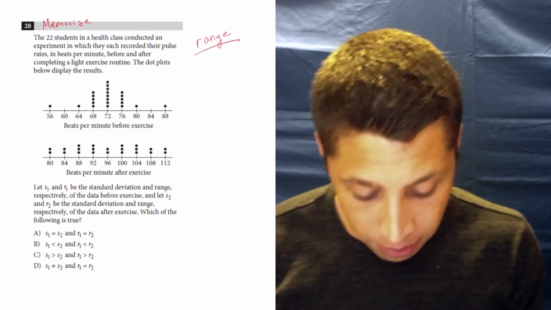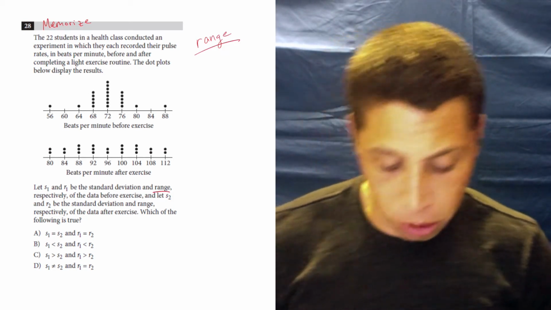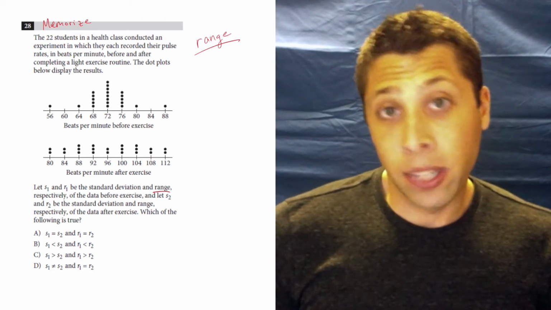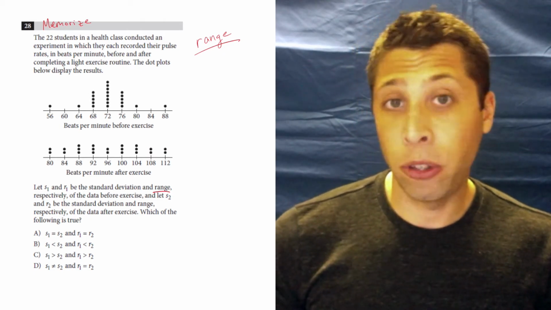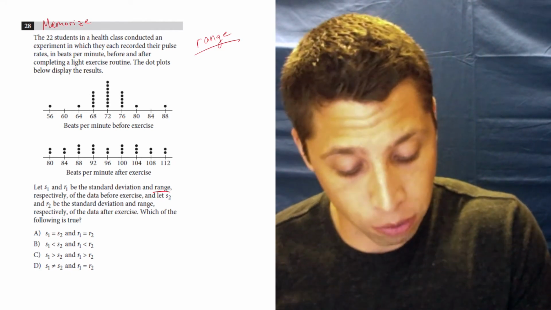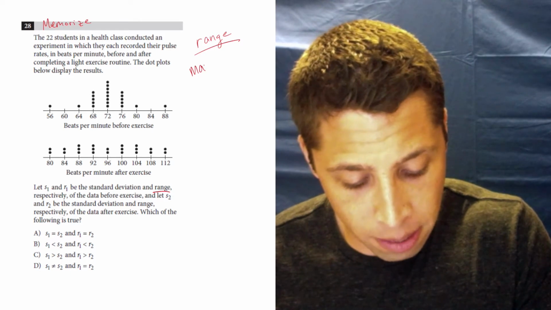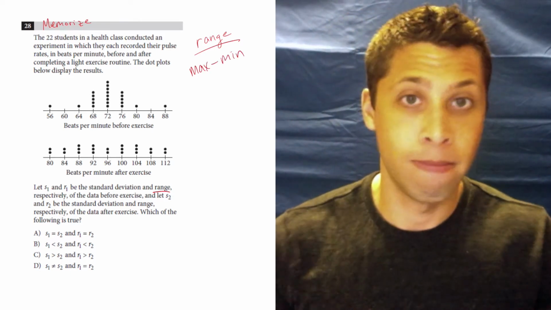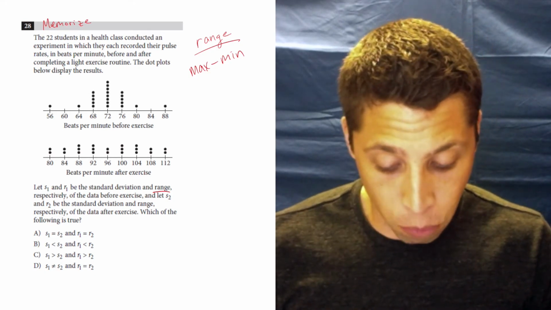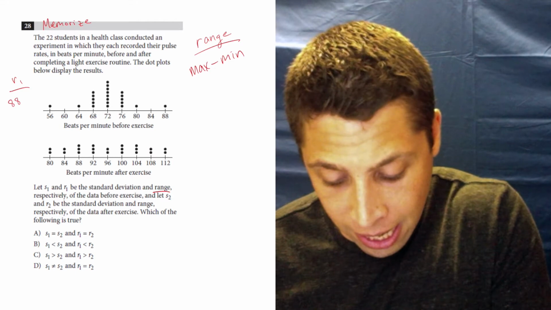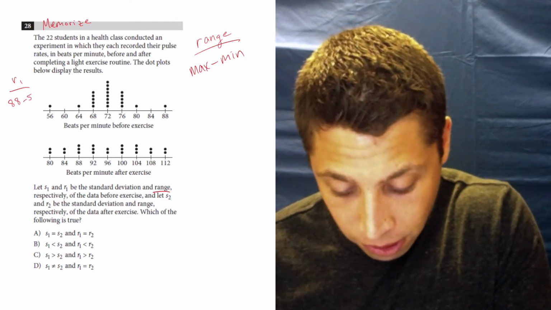Okay, and that's down here, the range respectively, so that's the R part. So range has a very easy formula. That's something we should be able to calculate on most statistics questions if we are asked for it. The range is the maximum value minus the minimum value. Easy to calculate. So for the first one here, that's going to be 88 minus 56.